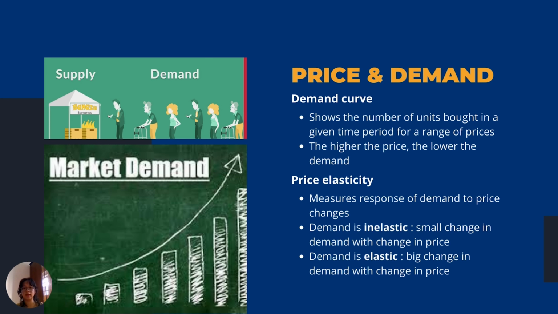Next, we will look at how demand affects price decisions. To understand this, we must understand the demand curve and price elasticity. The demand curve shows the number of units bought in a given time period for a range of prices. Economists have concluded that the higher the price, the lower the demand. Therefore, companies have to set their prices at a point where customers are willing to pay and where the company can make profit. The response of the demand based on price is reflected in price elasticity, which is a measure of response of demand to price changes.